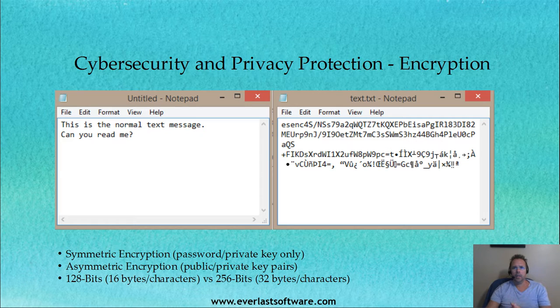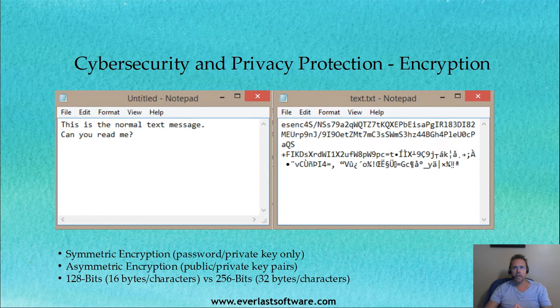If we look at the screen here, you can see there's two notepad windows open. The one on the left is just a normal text message and it's readable. The one on the right is what it would look like when it's encrypted. In this particular case, that's what it looks like when you encrypt it with my software, ES-Encrypt. But there's all kinds of programs out there that do similar things.